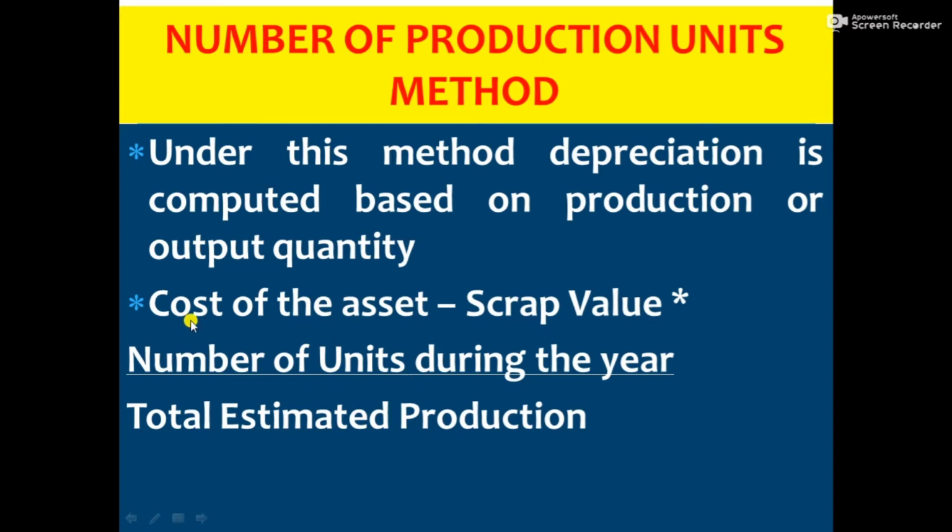First, we will compute the depreciable amount, that is the cost of the asset minus scrap value, into the number of units produced during the year divided by total estimated production. First, we have to estimate how many units the asset can produce, that is the total estimated production, and we allocate the depreciable amount based on how many units we produce during the year. So, the depreciable amount is allocated in the ratio of the number of units produced. We will see an example.